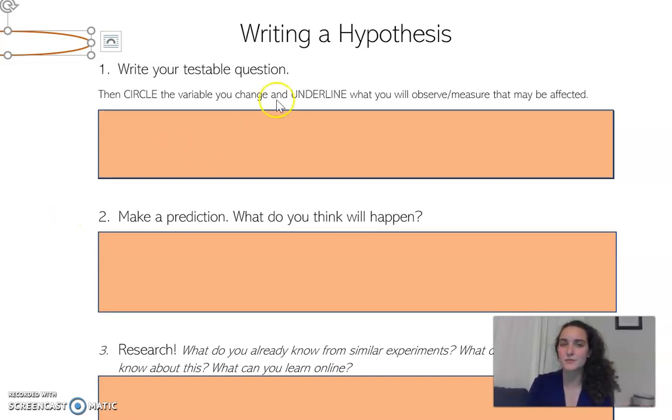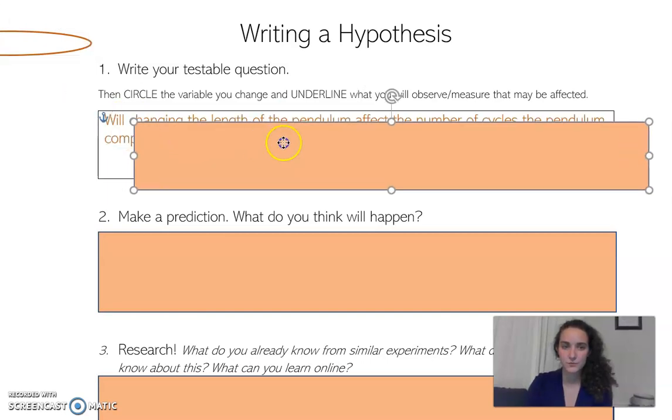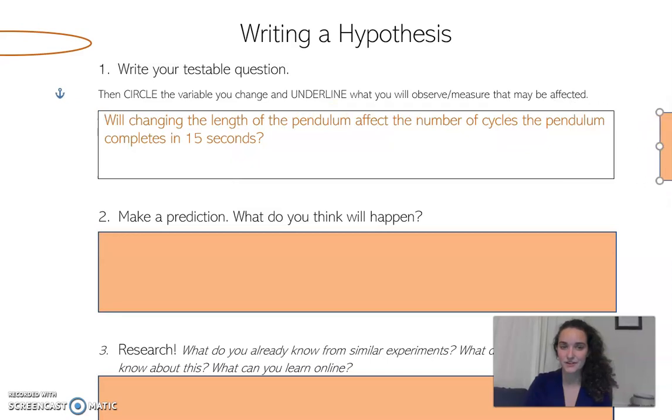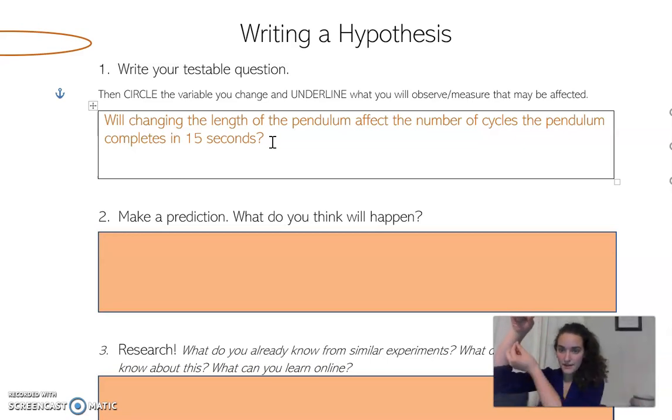So let's think back to the testable question that we came up with yesterday, and we're going to write it here. Since we are working on this pendulum project throughout this whole unit, I'm going to use this question for my example. You'll use your own question. We ended up asking, will changing the length of the pendulum affect the number of cycles the pendulum completes in 15 seconds? Will a short pendulum complete the same amount of cycles as a long pendulum? That is our question. This can be tested by actually changing the length of the pendulum and counting the cycles. This is something that we can change and something that we can observe.